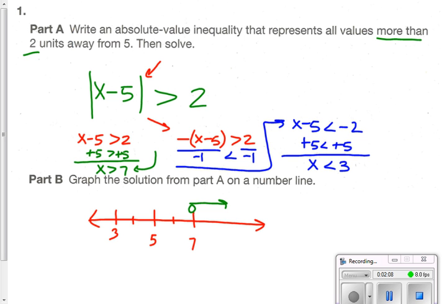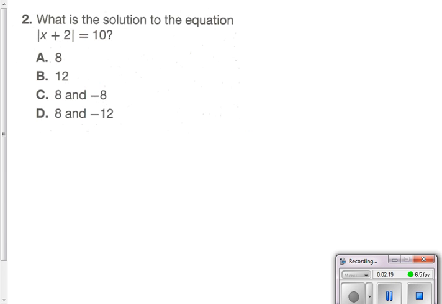Next we have x is less than 3. Open circle on 3. What are the values for x? Those are the ones that are less than 3. There it is, graphed. Example 2, you're given an equation. What is the solution to the equation?